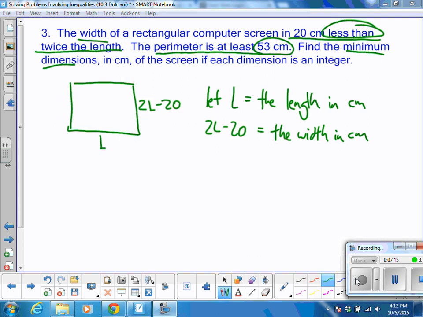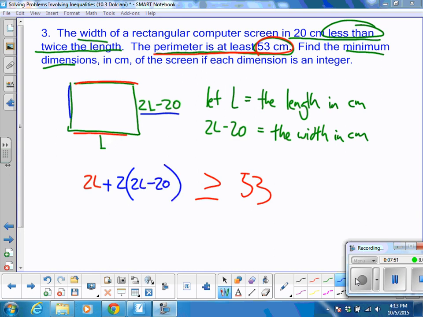All right, that being the case, the perimeter is at least 53 centimeters. If the perimeter is at least 53 centimeters, then I know that my left side has to be greater than or equal to 53. So for this whole side, I've got my length, so it's perimeter, so I'm going to double my length to include both of these pieces, and then plus, I need to double my width. Let me pause, work this out, and see how you did.